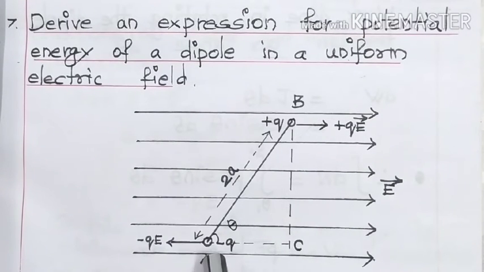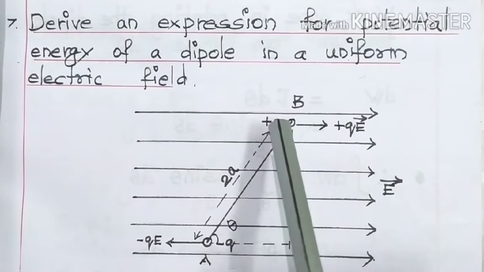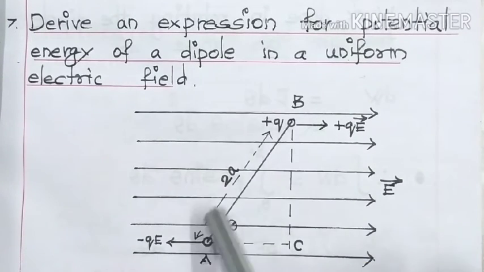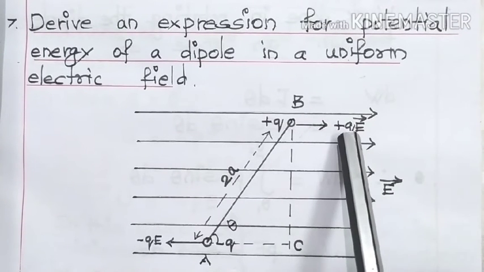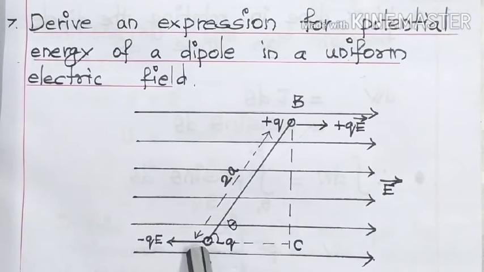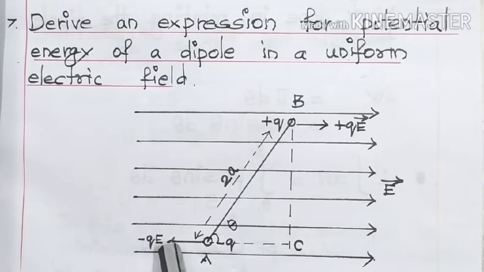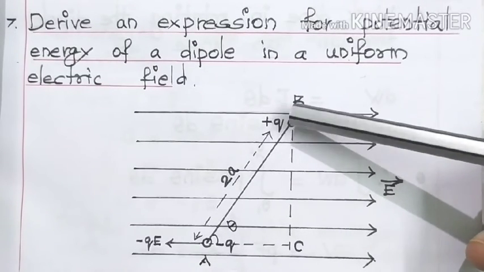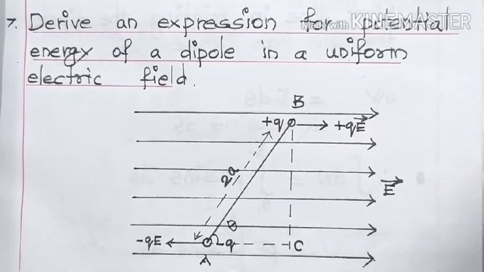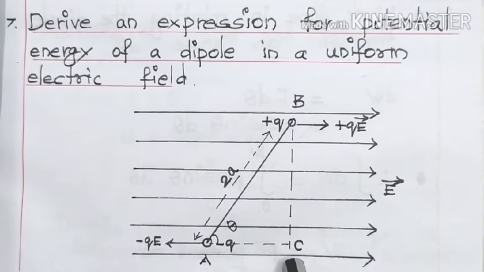At this edge, minus Q is placed, and at this edge, plus Q is placed, and they are separated by a small distance 2a. And here a force is acting in this direction, so it is plus qE vector. And here also another force is acting in this direction, which is equal to minus qE. Now, from B, a perpendicular line is drawn, and from A, this line is extended, and both the lines meet at point C.